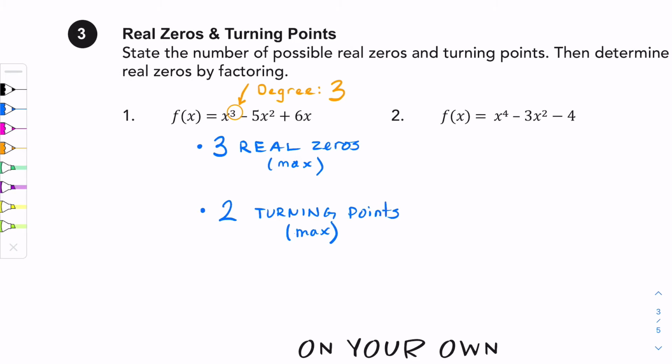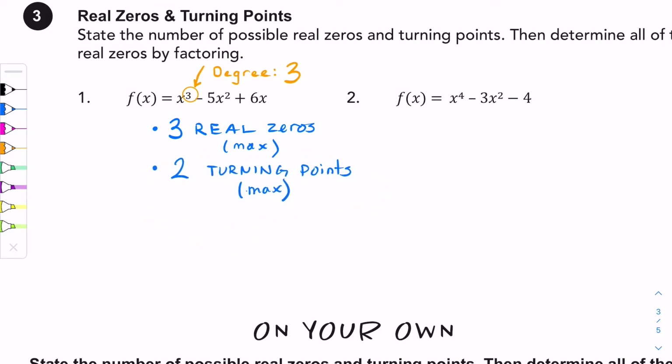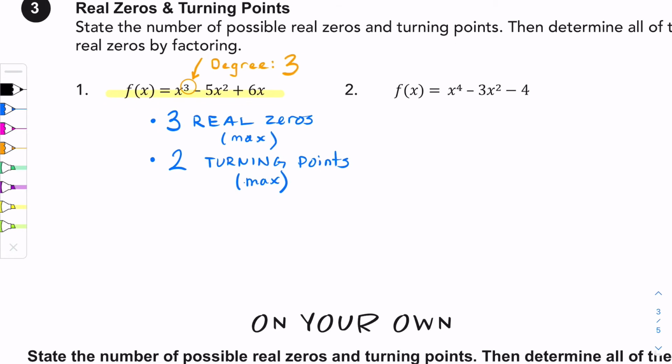The last part of these directions tell us to determine the real zeros by factoring. So we need to take this function here, and we need to factor and solve for x. To do that, the first thing we need to do is set our function equal to 0. X cubed minus 5x squared plus 6x equals 0. I have a GCF of x. When I take that out, x squared minus 5x plus 6 equals 0.